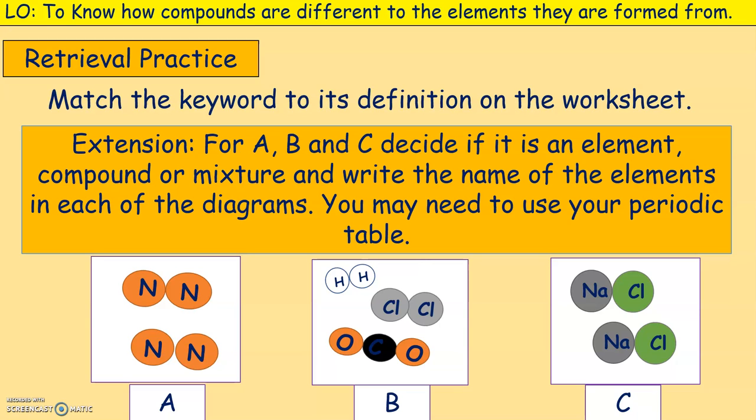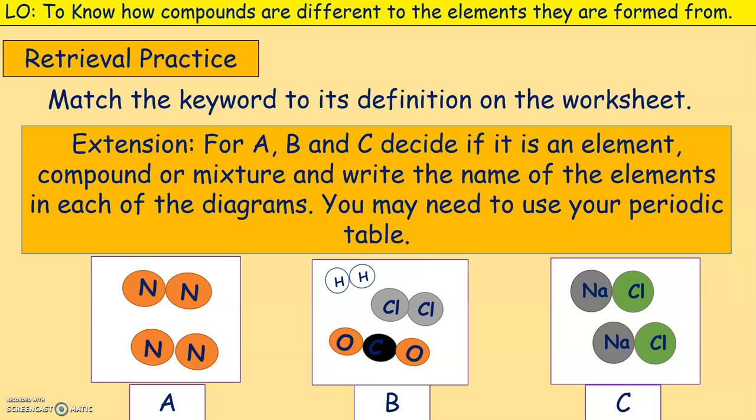Okay, let's go through the answers. Again, grab your green pen. From what we can see for A, there's only one type of atom. So this is actually an element. A is actually nitrogen, in case you do not know, if you look at your periodic table.